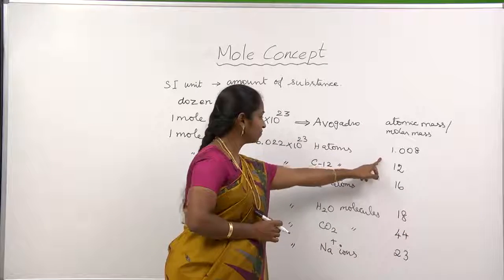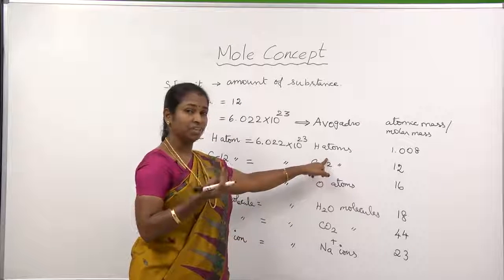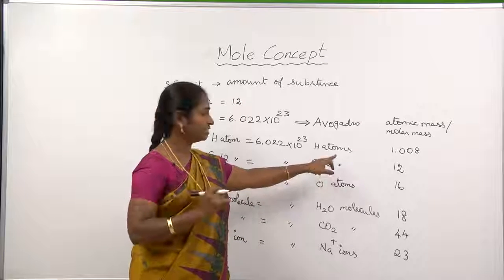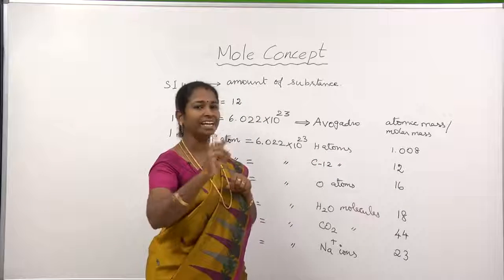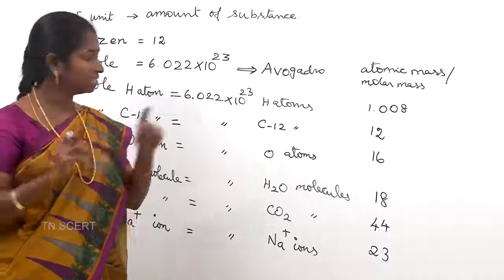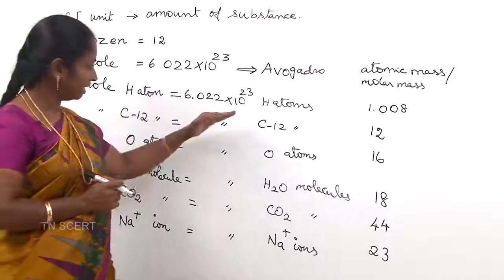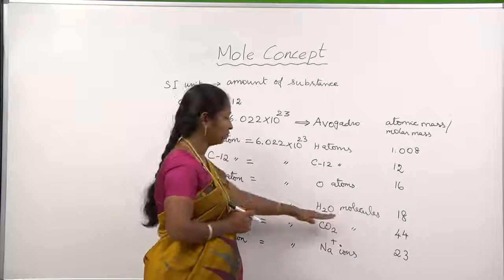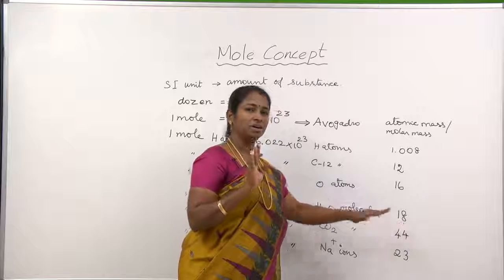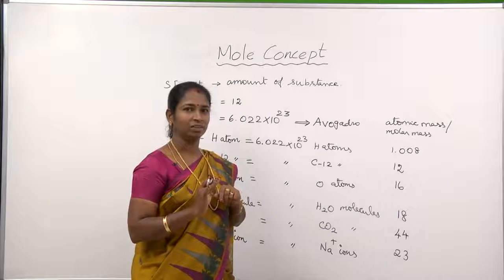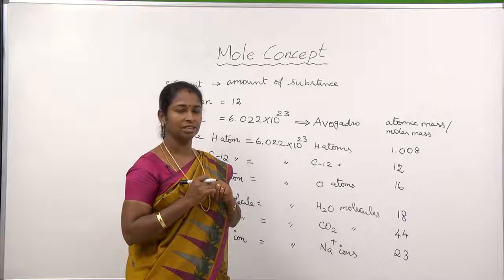This is the mass of Avogadro number of hydrogen atoms. If I am saying the atomic mass of hydrogen is 1.008, it is not the mass of one atom of hydrogen, it is the mass of Avogadro number of hydrogen atoms. Is it clear? Similarly, molecular mass of water is 18 means it is not the mass of one water molecule alone, it is the mass of Avogadro number of water molecules.